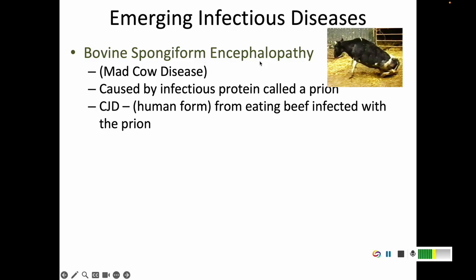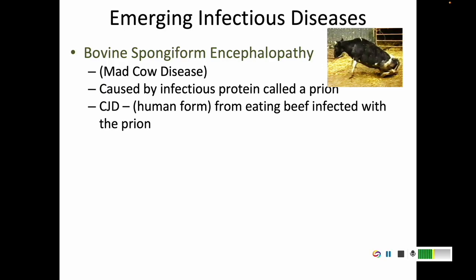And then encephalopathy means your brain. So when we're talking about your brain being like a sponge, I don't mean like it can soak up knowledge. I mean like it has holes in it. It can cause damage to your brain. A more common name for bovine spongiform encephalopathy is mad cow. You may have heard of that.